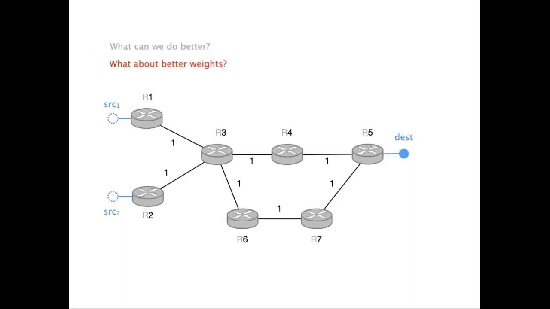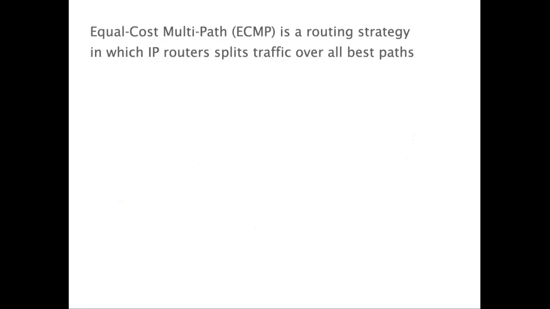And if we do that, then we'll be able to profit from what is known as equal cost multipath. So for those of you who have followed our lecture, you know that equal cost multipath, or ECMP, is a routing strategy in which IP routers can split traffic over multiple best paths. In the case of OSPF, best means shortest. So if there is more than one path with a minimum cost, then you can split the traffic on all of them.